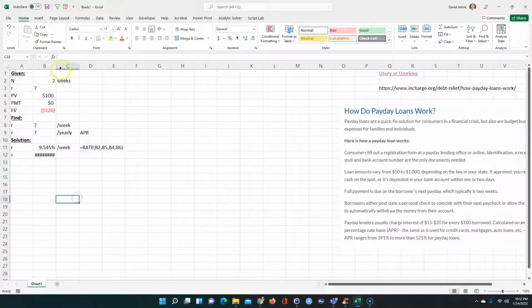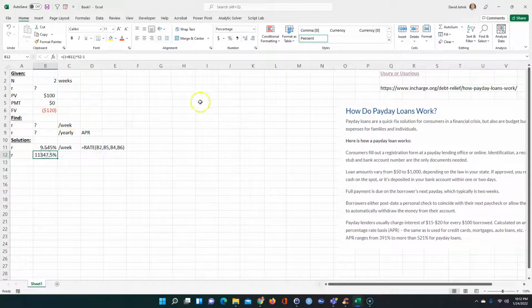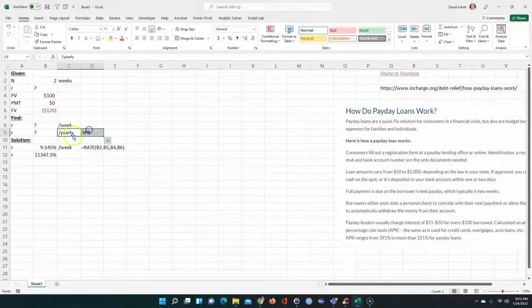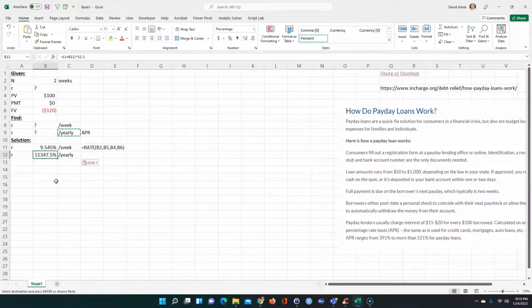So the yearly rate is a mind-boggling 11,347%, right? So that doesn't make sense. It's hard to believe it's that high, right? For a mortgage, your mortgage has probably gone up recently, but for a long time, it's been 4% or something if you have good credit, right? Here's 11,347.5%. That seems too high, so let's check it.